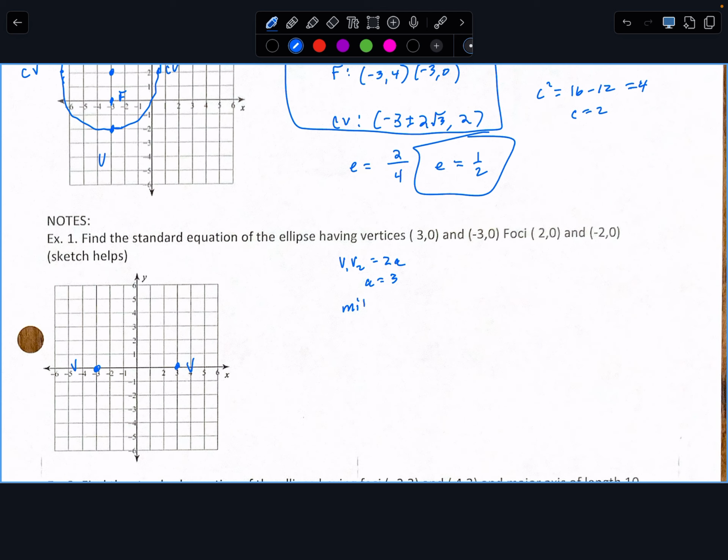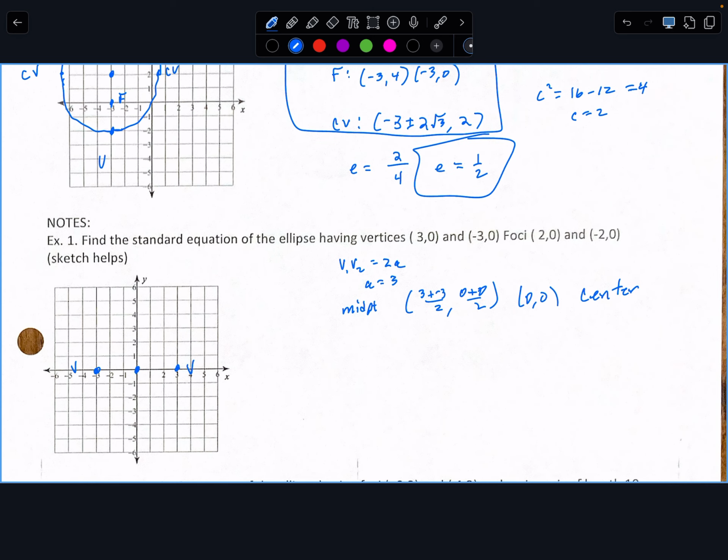Also, the midpoint between the vertices, which is just 0, 0, is going to be my center. So this is centered at the origin. And the distance between foci is 2c. And so c is going to be 2. So here's a focus and here's a focus. And the distance between the foci is 2.